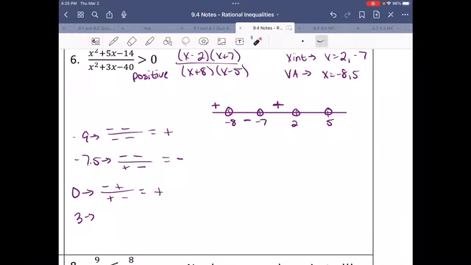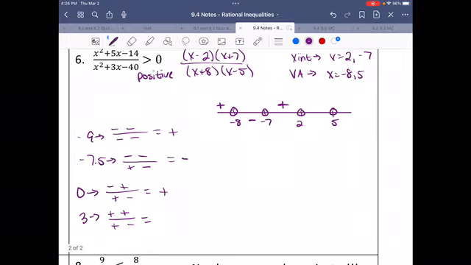All right, now here, in between 2 and 5, so 3. 3 minus 2, positive. 3 plus 7, also positive. 3 plus 8, we're still positive. But 3 minus 5, that one's negative. I'll make sure I say this right: an odd number of negatives will stay negative.